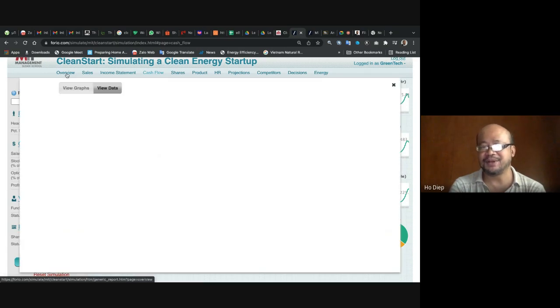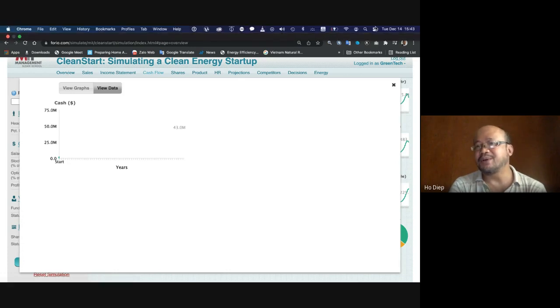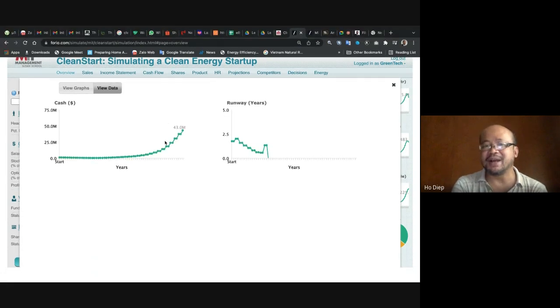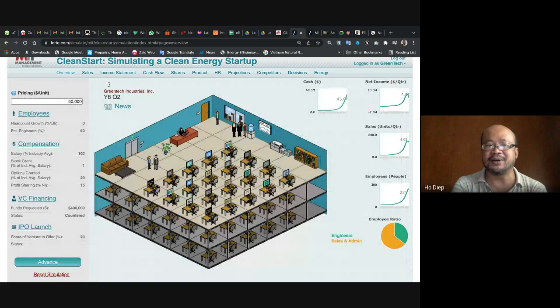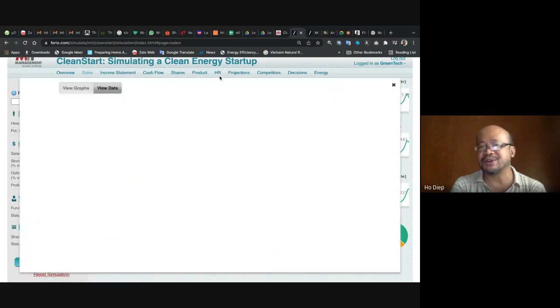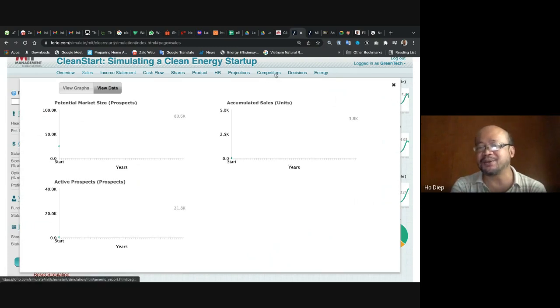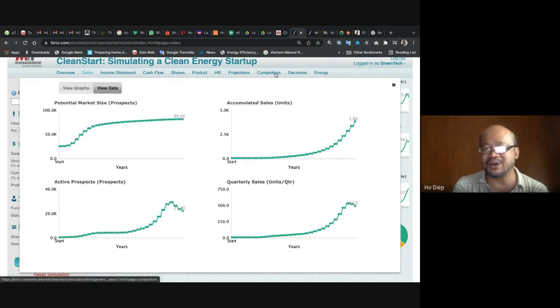Switch to overview. Anyhow, we've run out of time. I think you managed to get the gist of how to manage things. Very important: you need to manage the sales, you need to manage human resource, and you need to be able to manage your pricing and your technology as well. Those are three very important metrics.